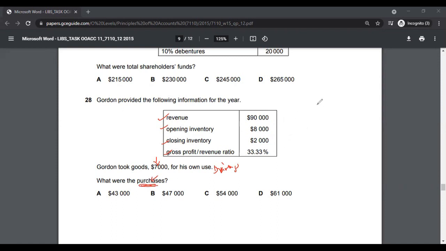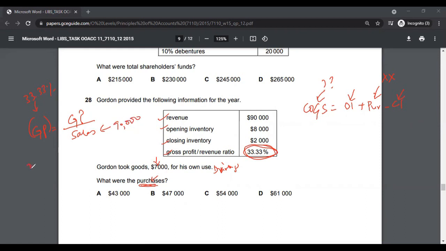Now, to calculate purchases, you would need cost of goods sold, because that's opening inventory plus purchases minus the closing inventory. We have the opening inventory, we have the closing inventory. We need to calculate purchases, and we don't know our cost of goods sold, but we can calculate it using the GP ratio, because GP ratio is GP over sales, and this ratio here is 33.33%. Sales is 90,000. So if you do 90,000 times 33.33%, it will give you some number.